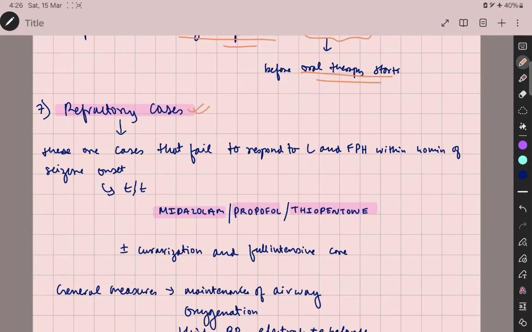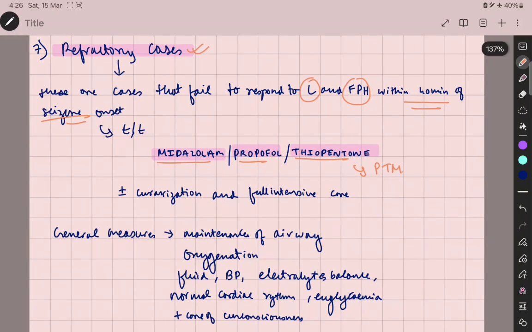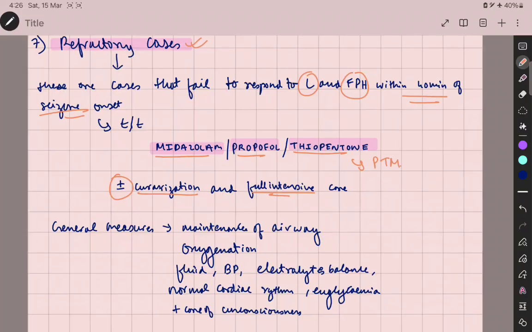Then, for refractory cases that fail to respond to lorazepam and fosphenytoin within 40 minutes of seizure onset, we treat them by giving them midazolam, propofol, or thiopentone. You can remember this by remembering the mnemonic PTM. And we can either give or not give prioritization and full intensive care to the patient depending on their status.